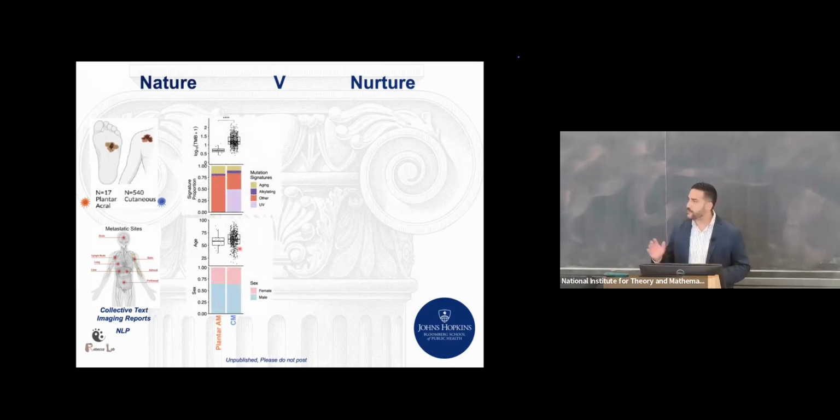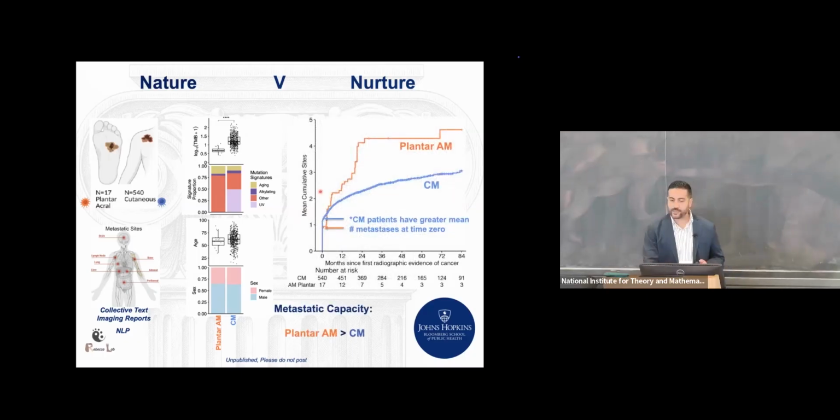When we look at the genetic properties of these plantar acral melanomas versus the cutaneous melanoma patients, we find that the things that have been reported in the literature hold true. These acral melanomas have lower tumor mutational burden. There's less UV irradiation. They have less UV signatures. And when we look at the metastatic property, we find that these plantar acral melanomas have significantly greater metastatic rates compared to cutaneous. On the y-axis is mean cumulative metastatic sites.